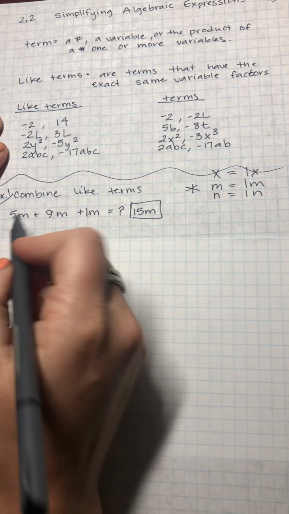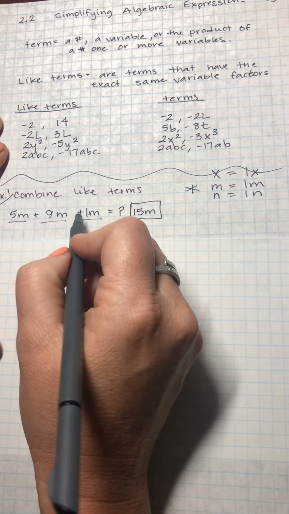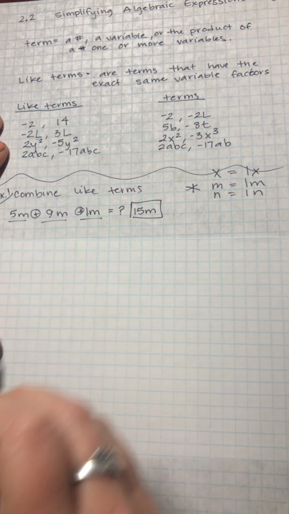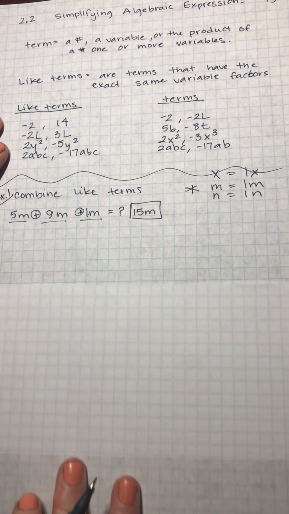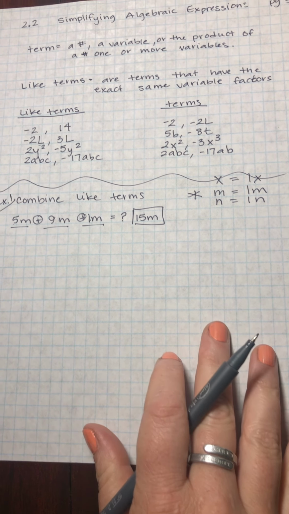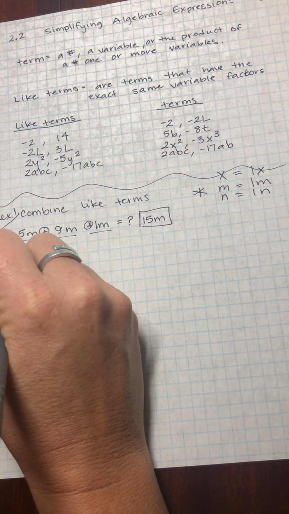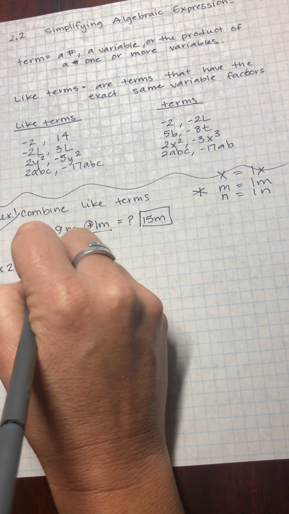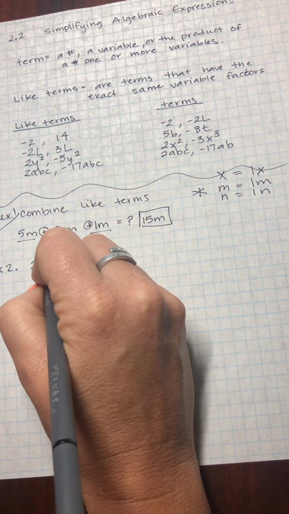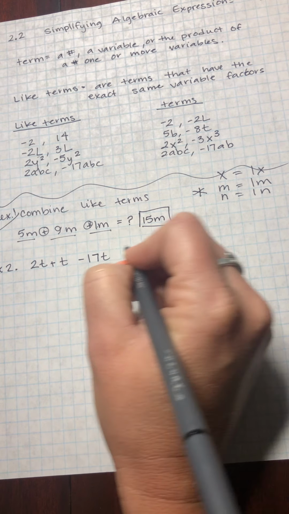Okay, they're all like terms, m, m, m. So we can combine them. We can do the math that's being asked. We're just being asked to add them. Okay, let's try another one like that. Let's say we have 2t plus t minus 17t.